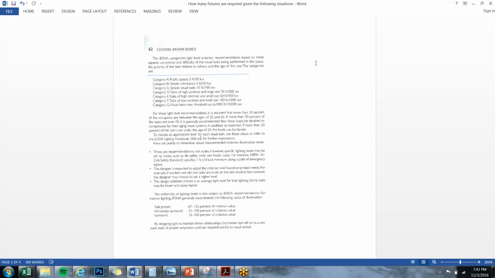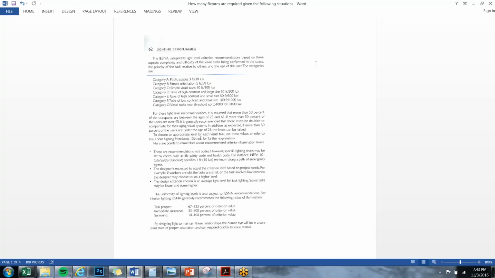Here are points to remember about recommended criterion of illumination levels. These are recommendations, not codes. However, specific lighting levels may be set by codes, such as Life Safety Code or Health Code. For instance, NFPA 101 specifies that 1-foot candle, 10 lux, is the minimum along a path of emergency egress, which we'll see tonight when we look at our final layout.